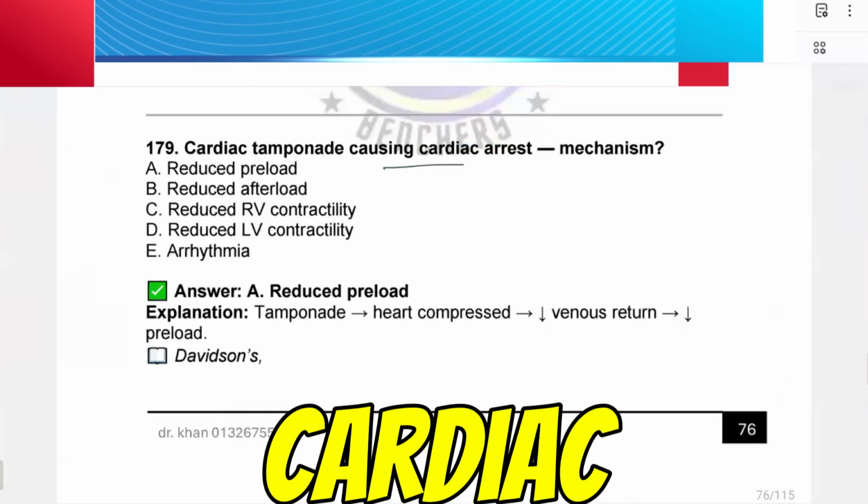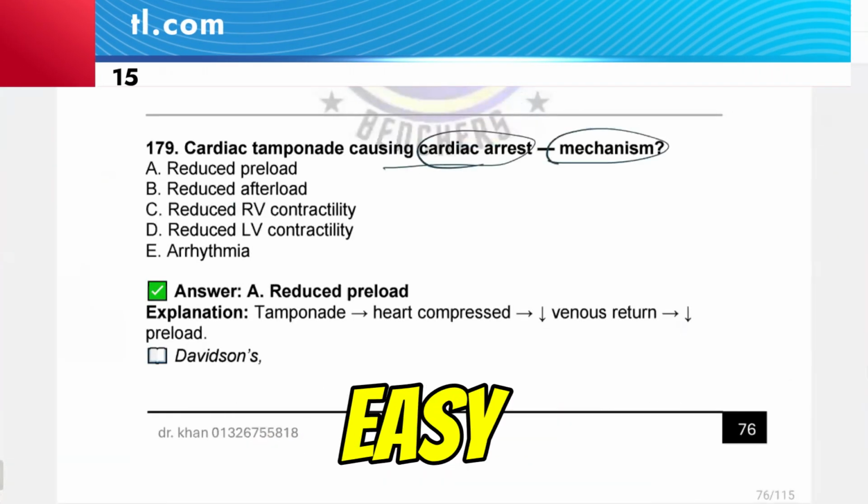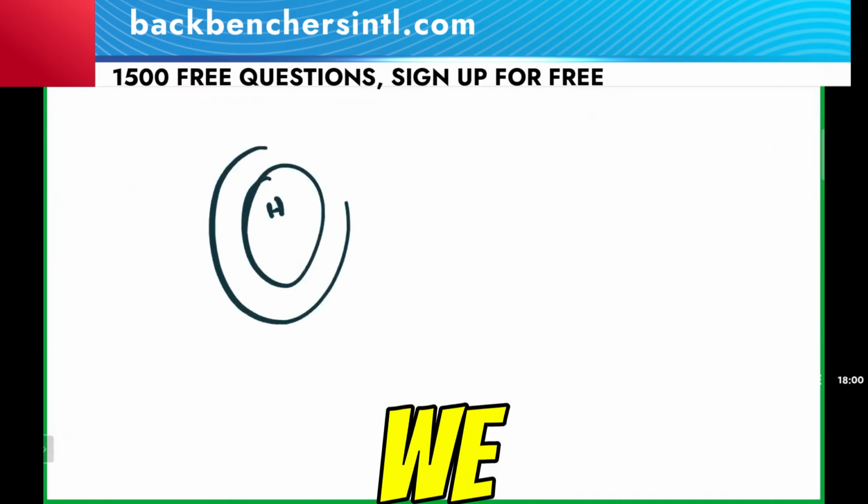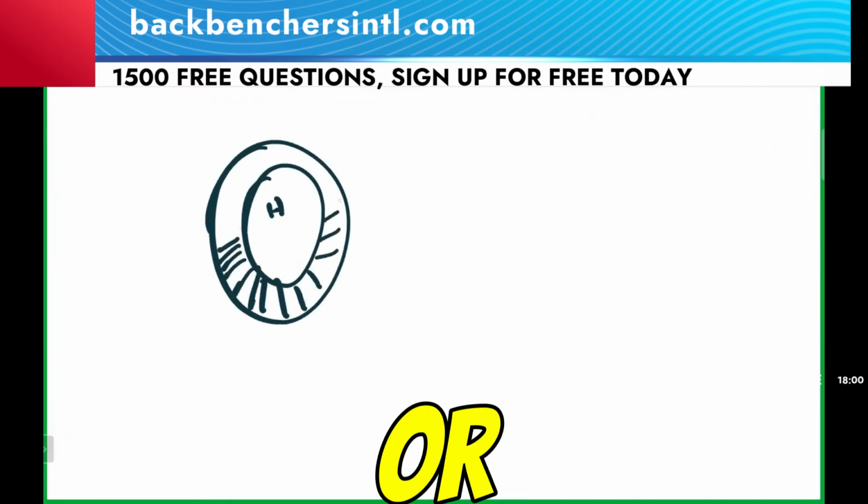Cardiac tamponade causing cardiac arrest mechanism. Very simple and easy mechanism. So what happens in cardiac tamponade? This is our heart and we have water around it or blood.